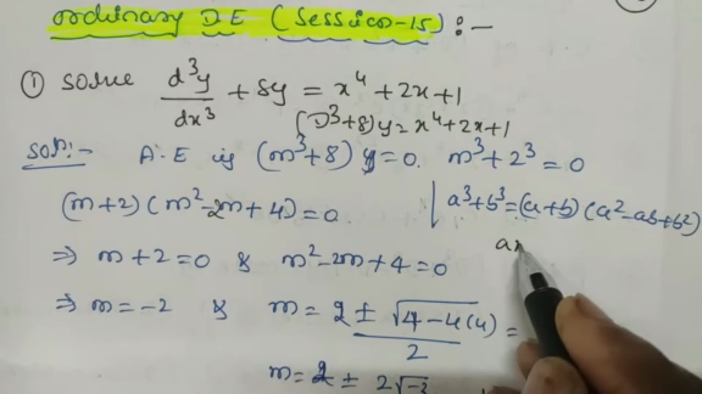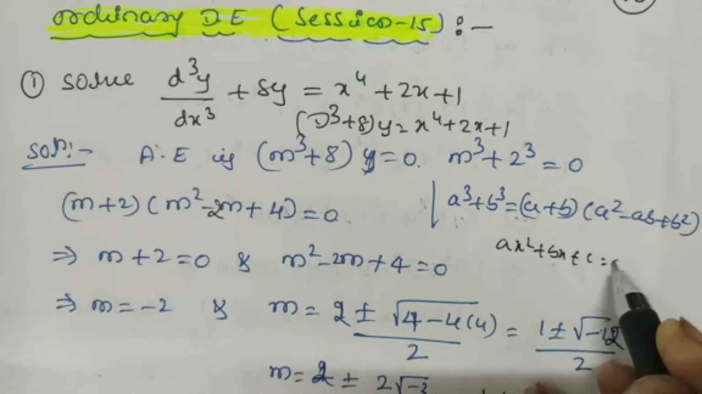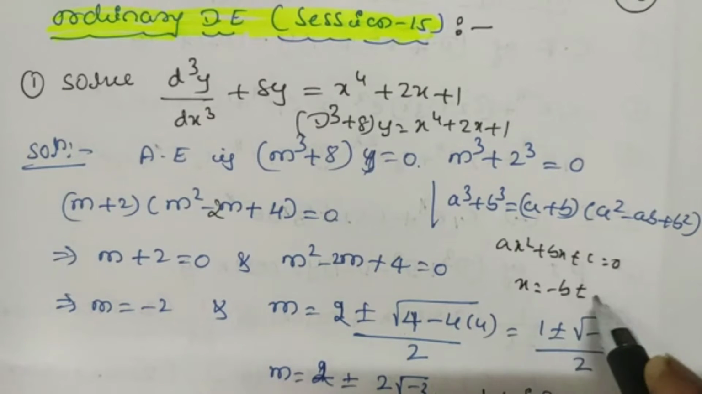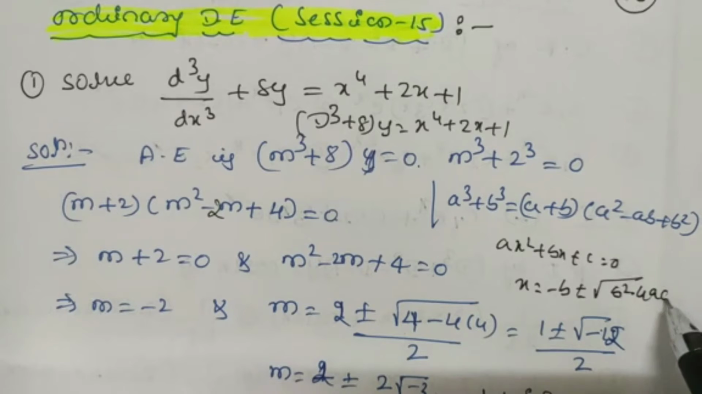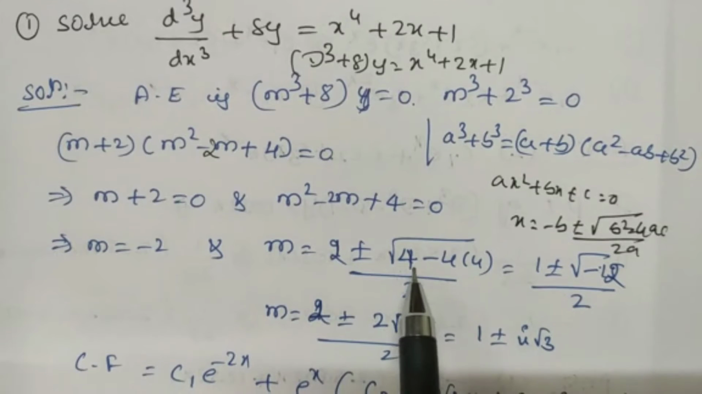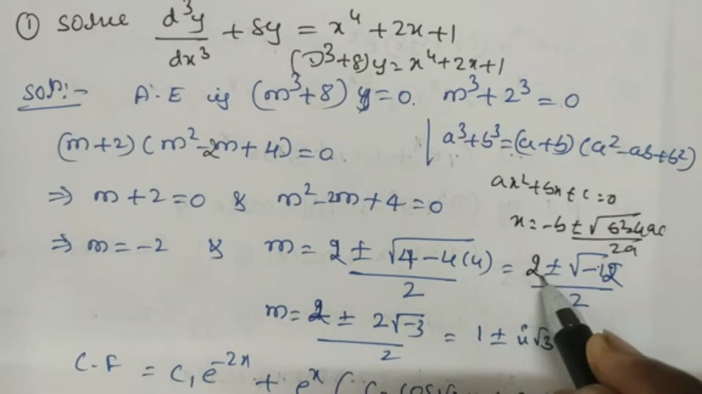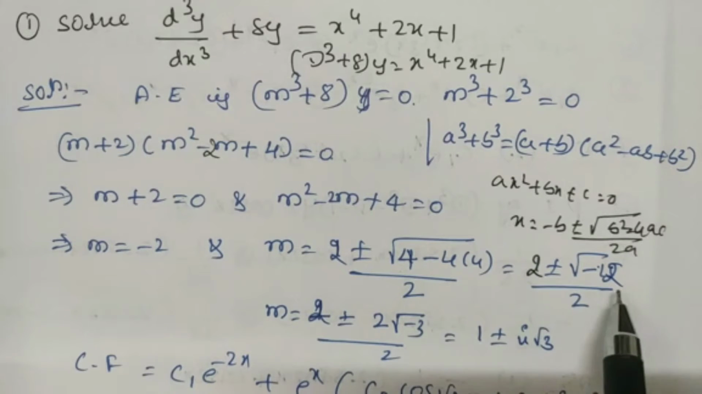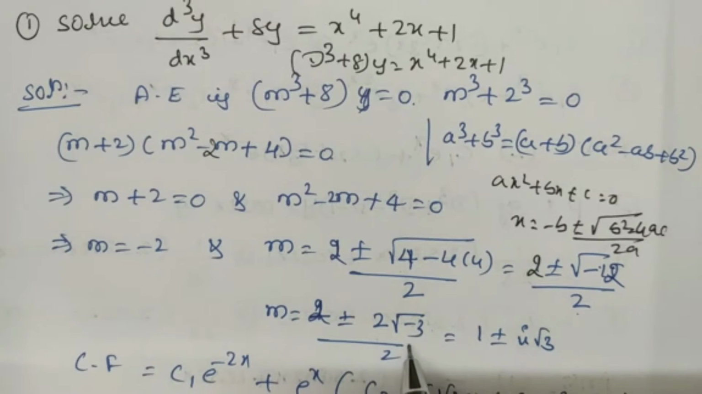If it is in the form of ax² + bx + c = 0, we know x = (−b ± √(b² − 4ac))/2a. Compare these two. So it is 2 plus or minus the square root of −12, divided by 2. The square root of −12 means 2√−3, and you can divide it by 2, since both terms contain 2. You will get 1 ± i√3, because the square root of −3 is i√3.